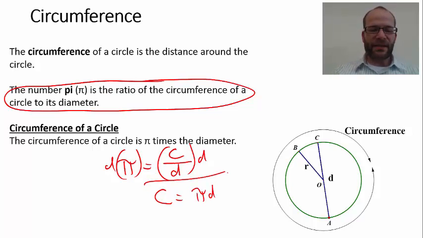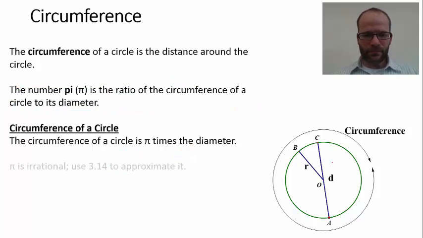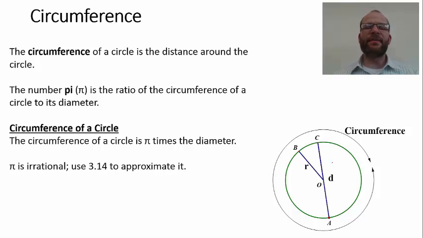And in fact, it turns out that that's a good rule for us, and it's the way that we typically will calculate the circumference of a circle. Circumference of a circle is pi times the diameter. Remember, pi is irrational. That is, it is a non-repeating decimal, and so we use 3.14 to approximate it, although that is not an exact value. Certainly close enough for most of our purposes.